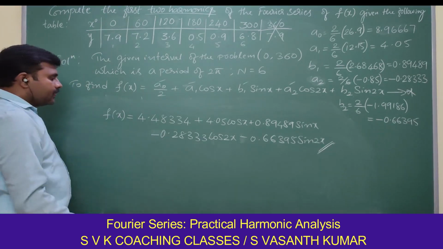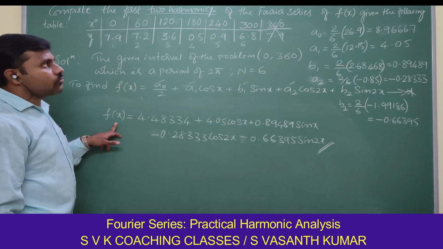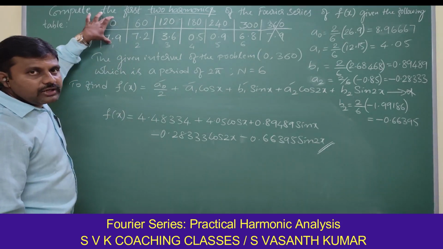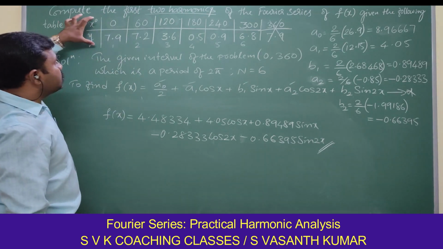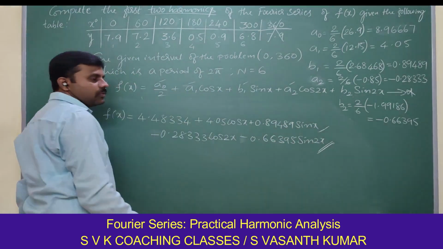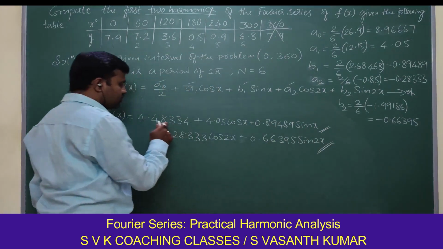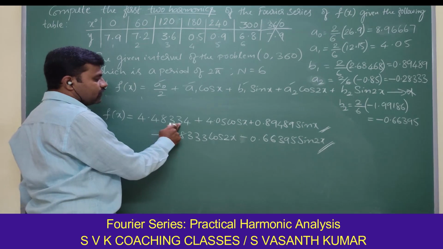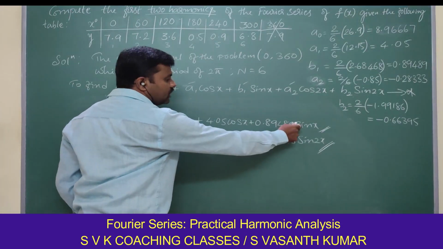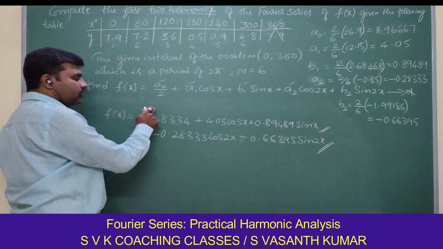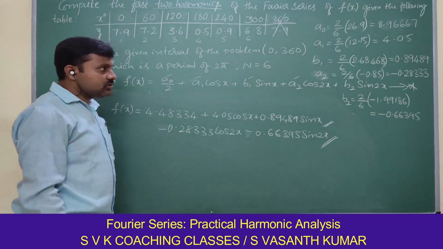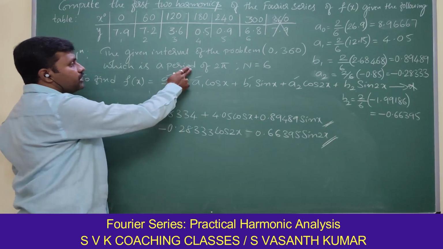Okay, for the given data. This is the required first two harmonics of the Fourier series for the given set of data. If they ask to find only the first harmonic, then the answer is only this part. You can write the first harmonic as 4.48334 plus 4.05 cos x plus 0.89489 sin x. You are required to find just A0 by 2, A1, B1 for the first harmonic. So this is the way of solving the problem for period 2 pi.